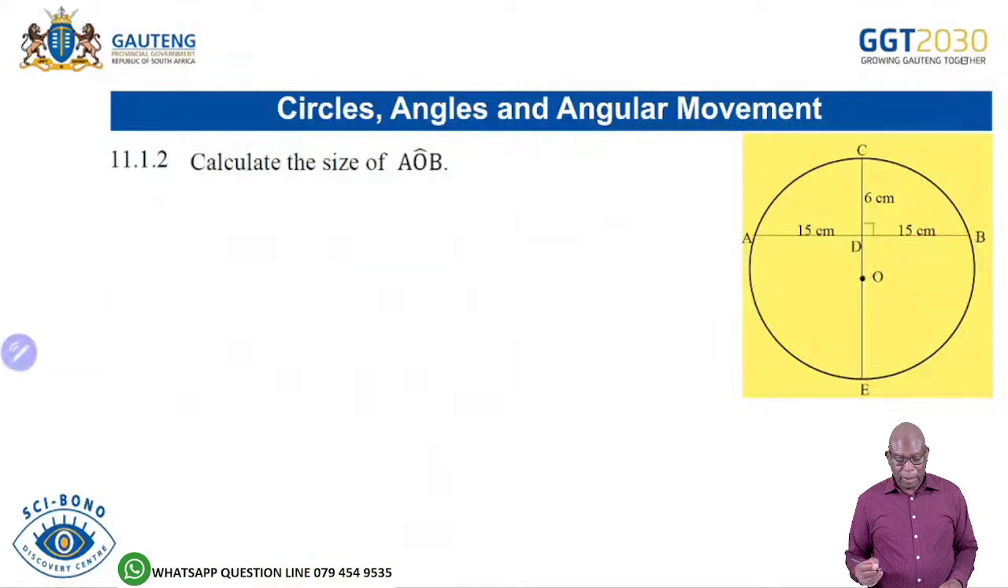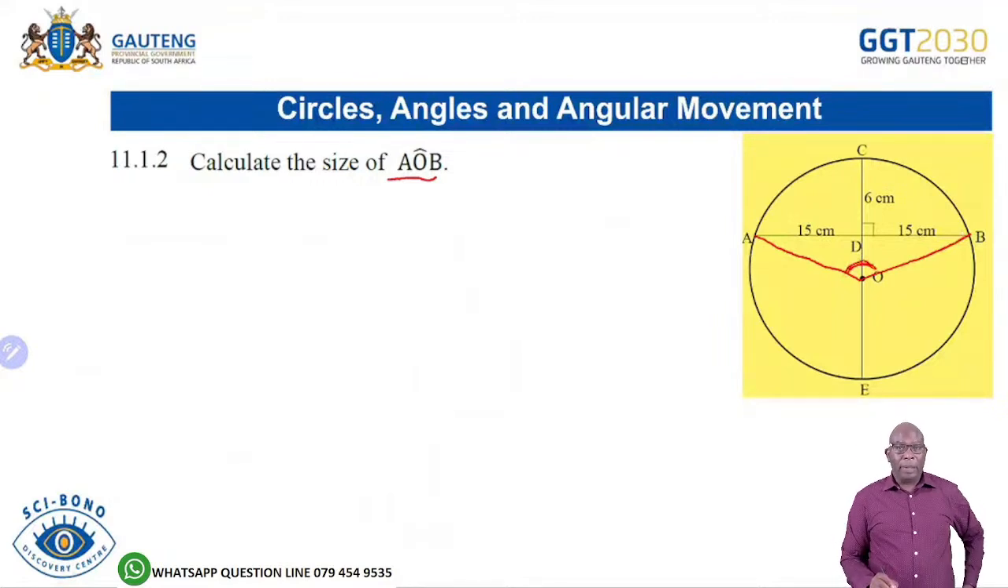Alright. In the same question again, they say calculate the size of AOB. So which means that I've got AOB. I need to calculate the angle here. Right. So remember, for me to calculate the angle in this triangle, here's a triangle. For me to calculate the angle here, I will need this side and that side. I know they are equal, but I know that the diameter I got in the first question there.